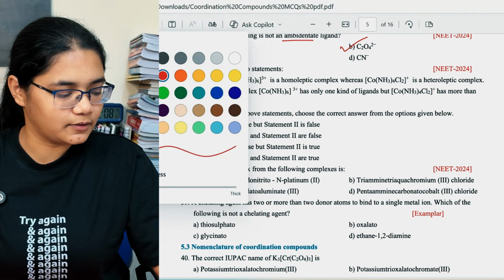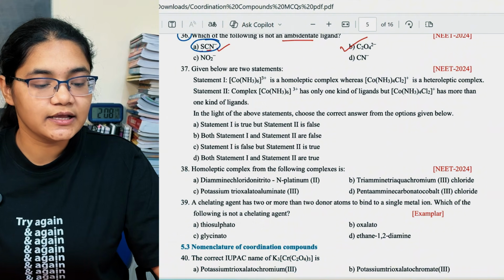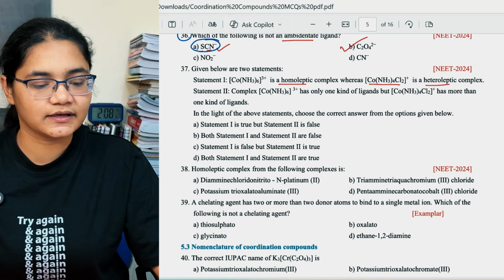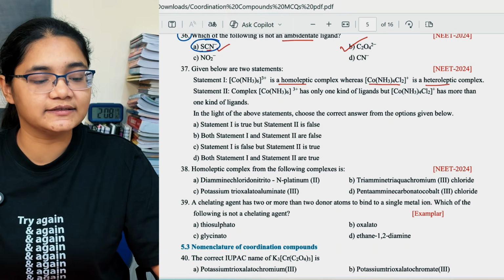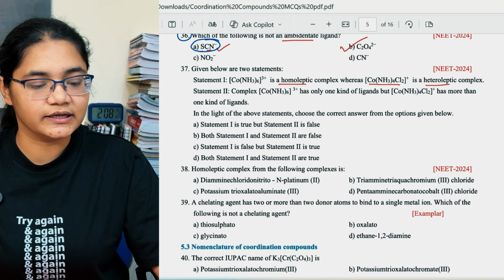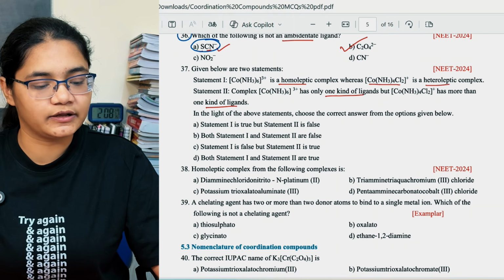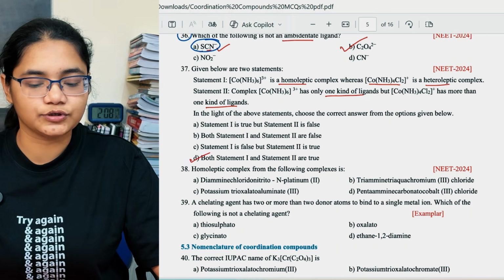Statement based question. [Co(NH3)6] is homoleptic, whereas this one is heteroleptic. Yes, that is a correct statement because here you can see all the ligands are NH3. Here we have a mix of two ligands. This complex contains only one kind of ligand, but this one contains more than one kind of ligand. Yes, both the statements are true, so option number D.